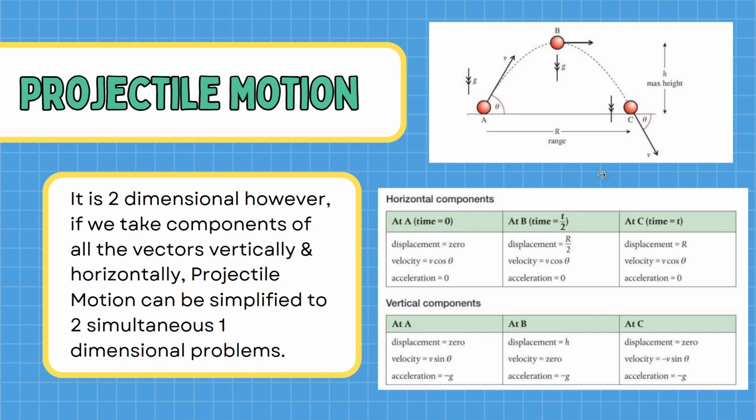Now, this is, I think, the most complicated part of A.1 entirely, which is projectile motion. Projectile motion is two-dimensional. However, if we take components of all the vectors vertically and horizontally, projectile motion can be simplified to two simultaneous one-dimensional problems: a horizontal component and a vertical component. Now, let's see this ball. The ball goes up and then comes down. You can see everything is labeled here. Let's take A as the starting point, B as the middle point, and C as the ending point.